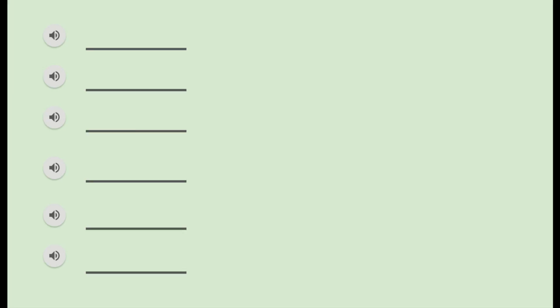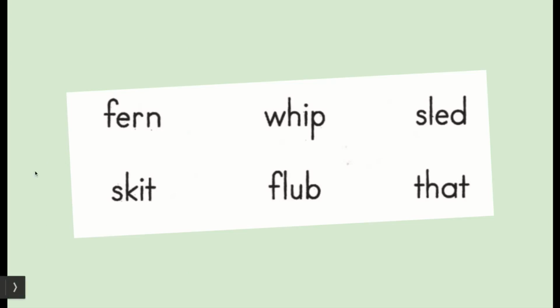All right, let's check your answers. The first letter pair was ER. The second letter pair, WH. The third letter pair, SL. The next one, CH. Number 5, SK. And the sixth one, FL. Now let's read these words.